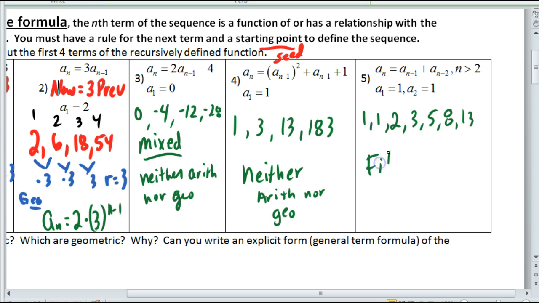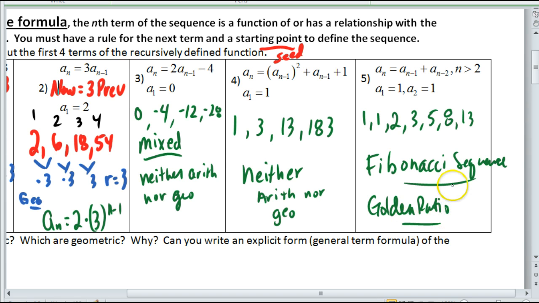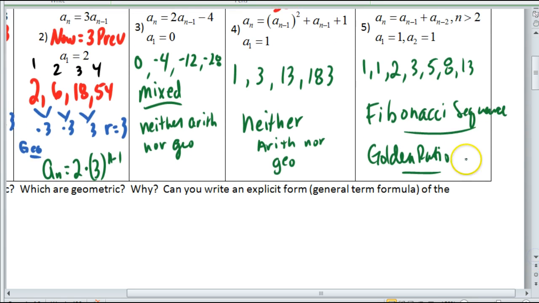And possibly we've talked about this in class, but this is the Fibonacci sequence. This is a great one to look up and see what's going on with that. And you also can see a lot of things that go on with the golden ratio with that too. So this is kind of a fun one to investigate on your own. By the way, that's a neither.